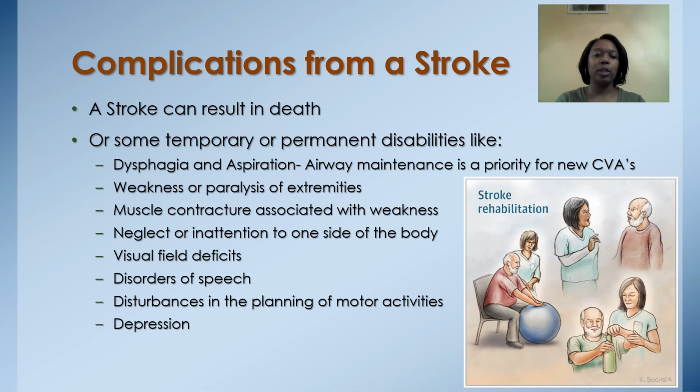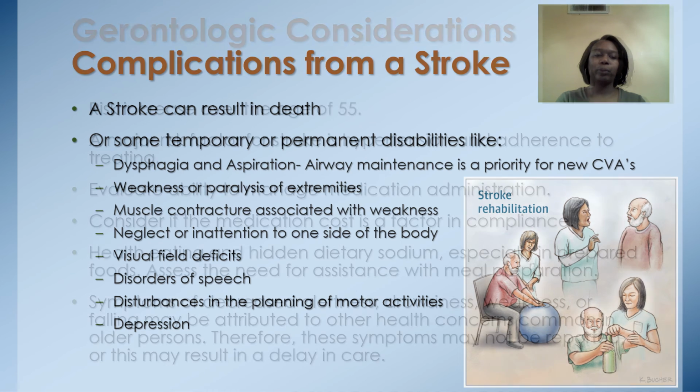Disorders of speech, disturbances in planning any type of motor activity. So sometimes they're impulsive with their movements. Other times they are unable to control their movements, which is called ataxia. And sometimes their awareness of this results in depression and anxiety due to the need to depend on others.